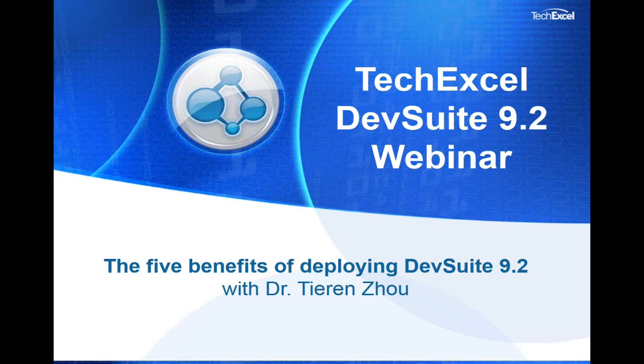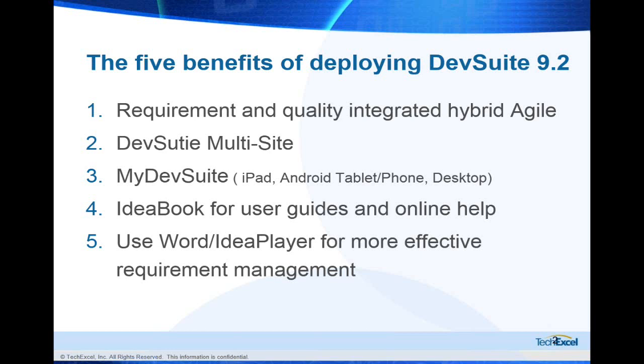So today, we not only will talk about the main topic on how to use DevSuite 9.2 on quality and requirement integrated agile and waterfall processes. I will also cover the 5 benefits of deploying DevSuite 9.2. Thank you all for joining. We tried hard to reach you because we believe DevSuite 9.2 really is a very significant release.